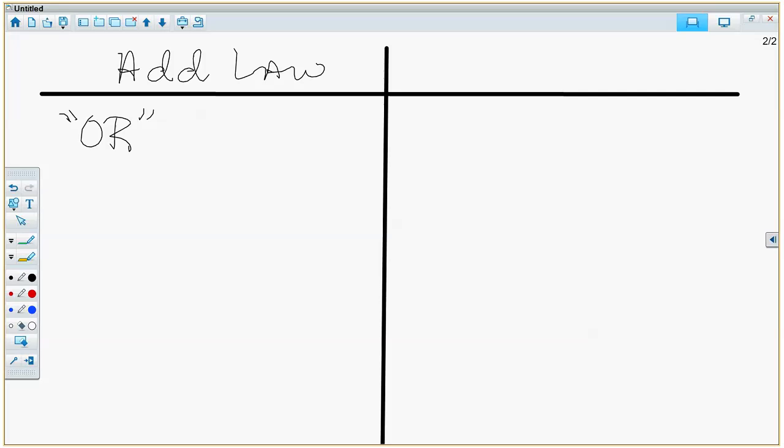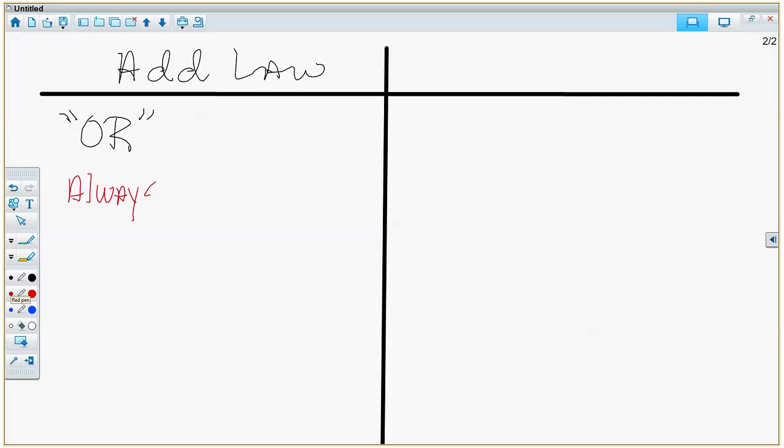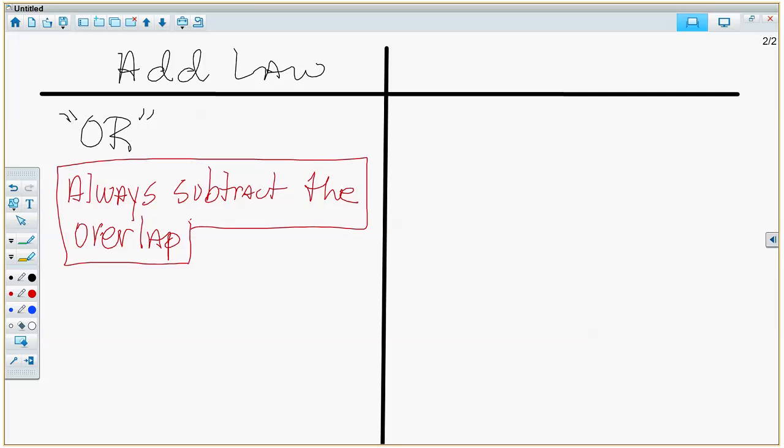The only thing that you have to remember with the additive law, we'll write this in red, is always subtract the overlap. Okay? What in the world does that mean? Well, that's what they're talking about with the joint and disjoint. I don't spend a lot of time talking about joint or disjoint. I talk about overlap, because when you see the overlap, you'll say, oh, I understand. Okay? And I'll get to it in just a minute.